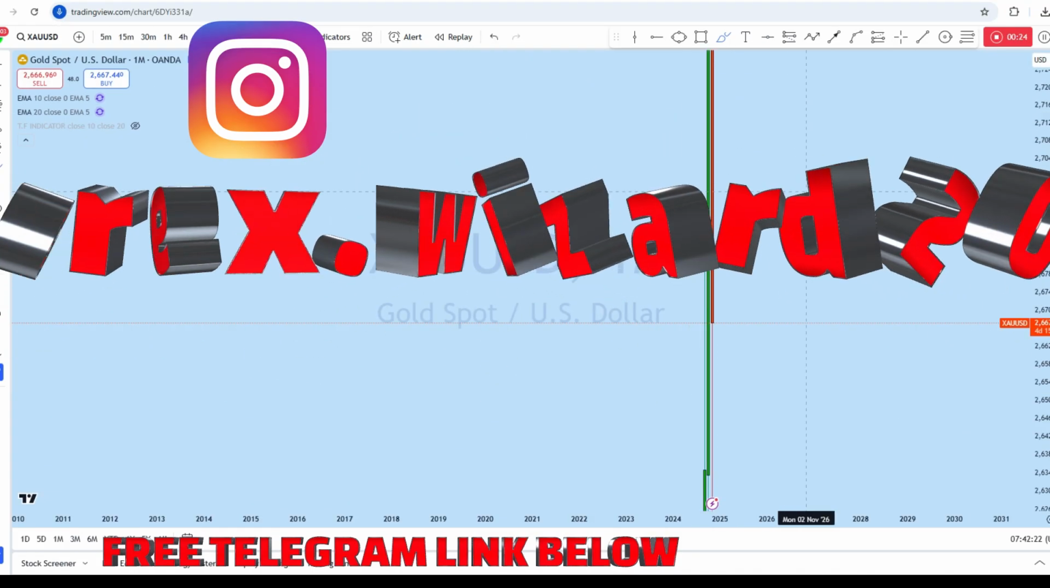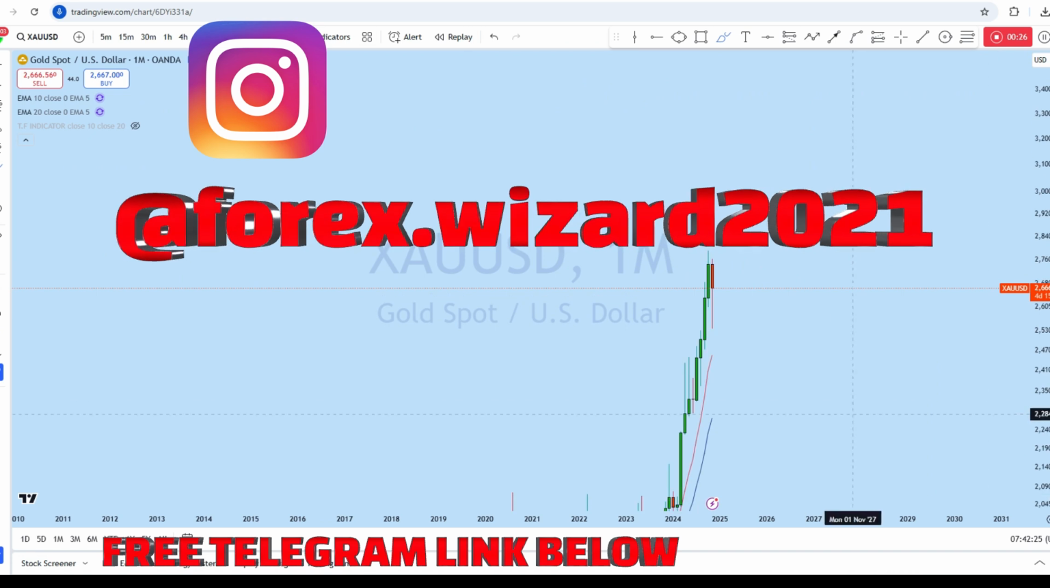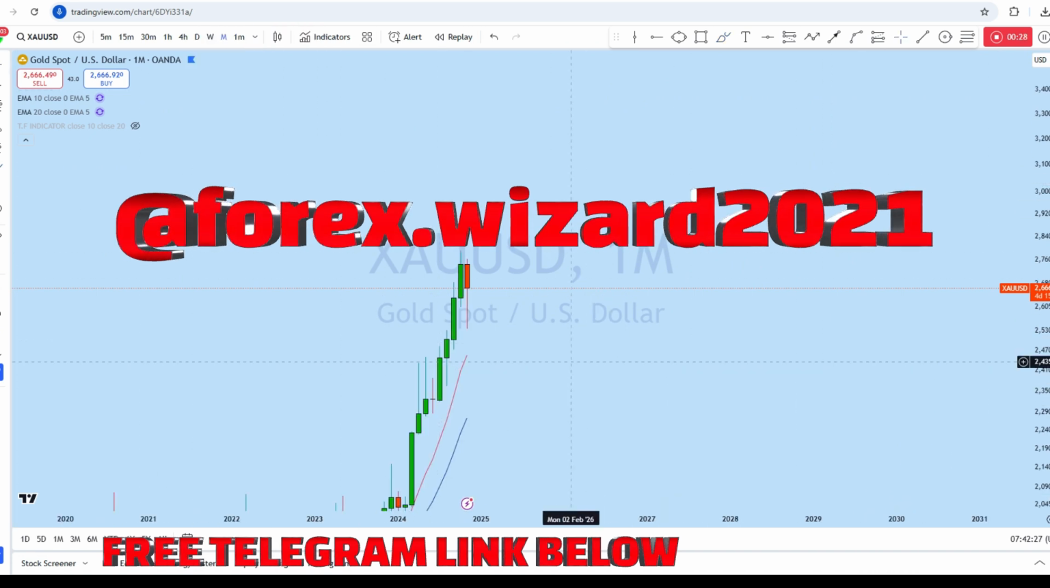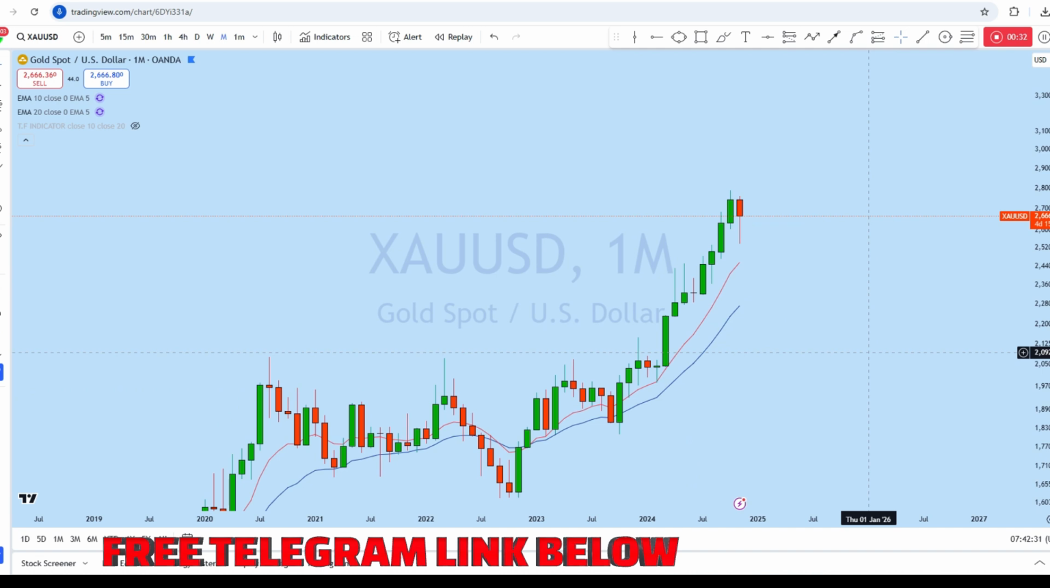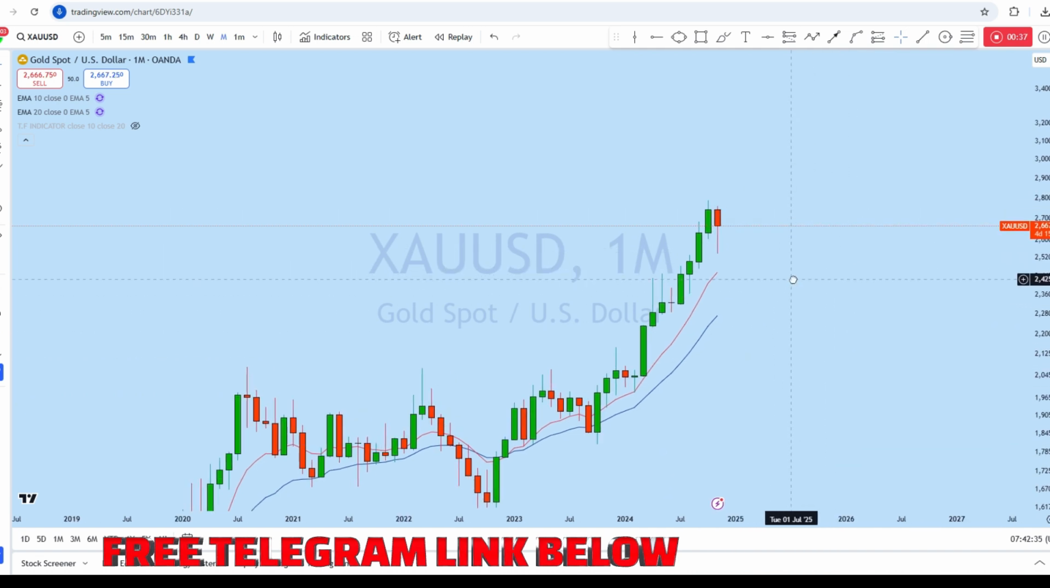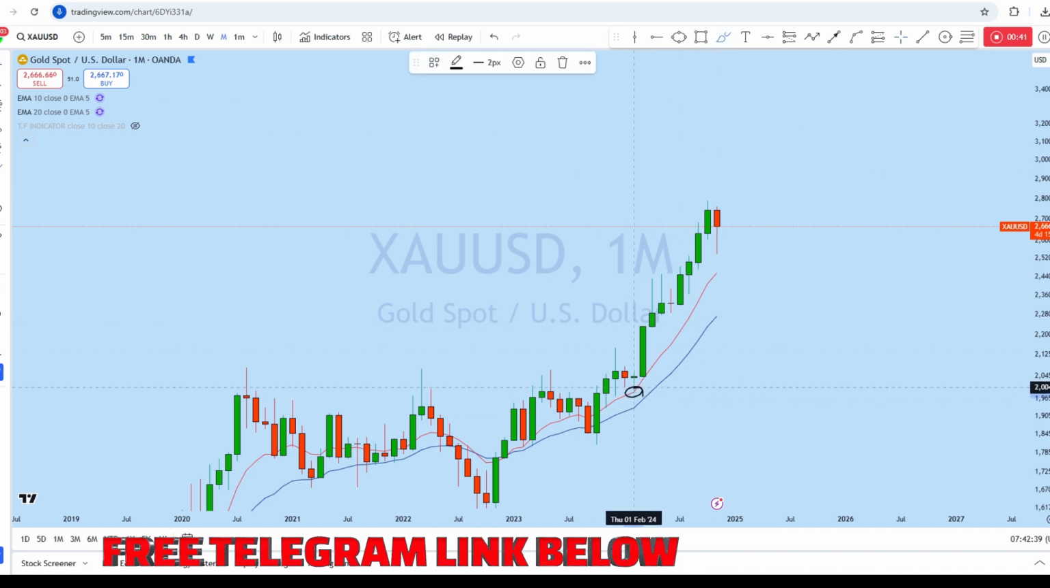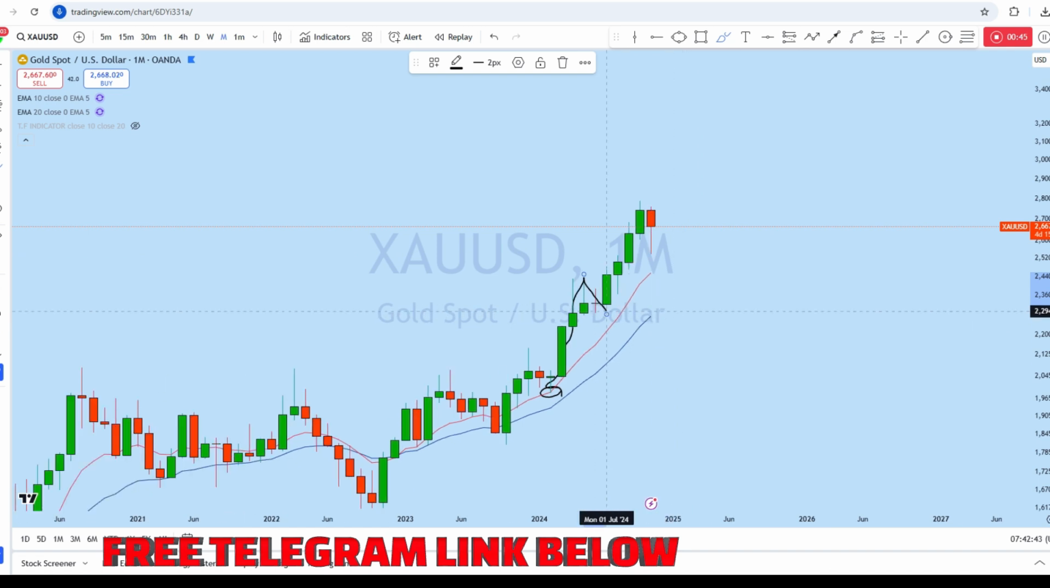Looking at the monthly chart, the highest time frame, we can see that this is a long-term bull market. We have discussed it in quite a few analyses. Now let's see, with the changed market condition, what XAUUSD might be doing. Starting from here, we can see there is a massive breakout followed by this pullback.